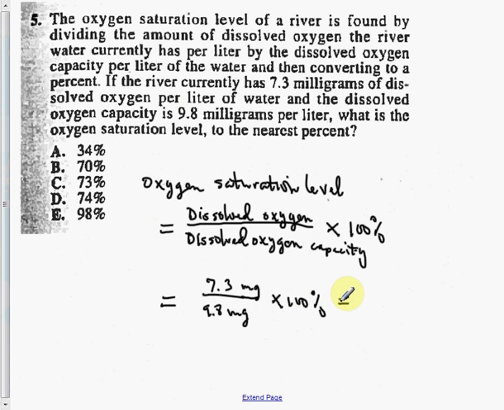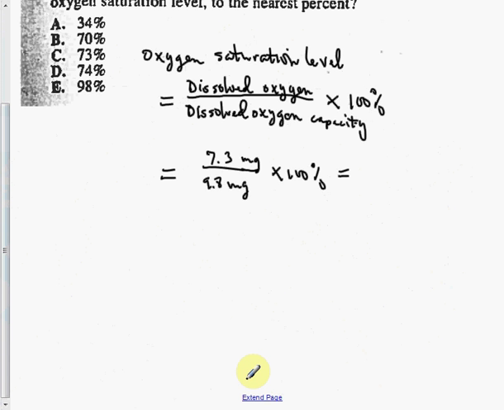Well, you get what you need then. Just divide 7.3 by 9.8. Multiply that times 100%, and that gives us 74.49%. So that's closest to D, 74%. Is that okay?